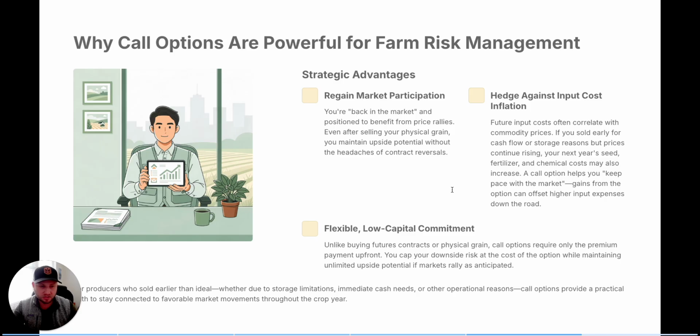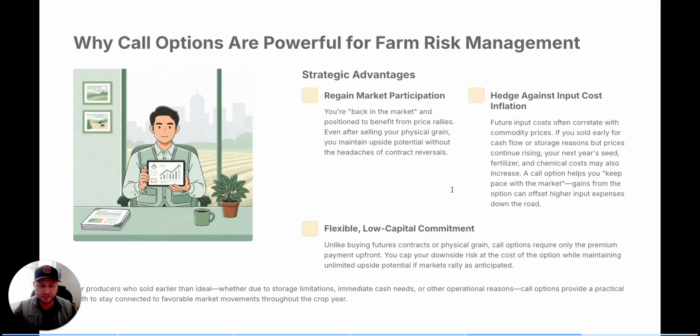Flexible, low capital commitment. So compared to buying futures contracts or the physical grain contracts, the call options only require the premium payment up front. So they are considered a more cost-effective strategy than the futures outright. You cap your downside risk, which is just the cost of the option that you pay, but you get that full, unlimited upside potential on rallies.